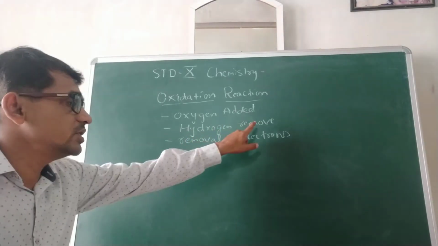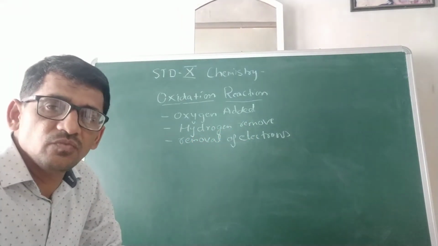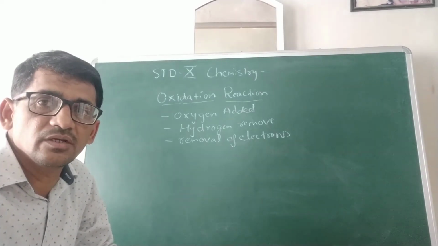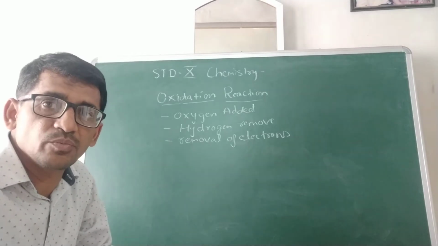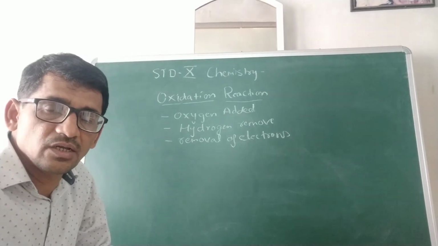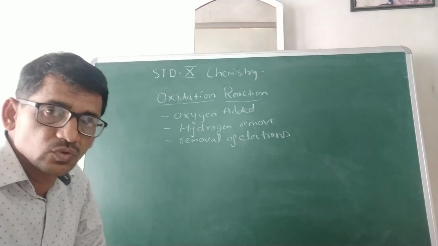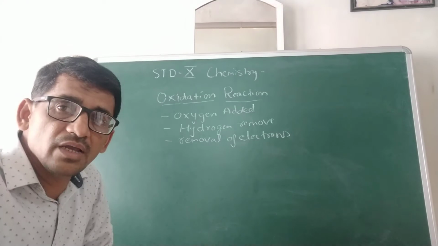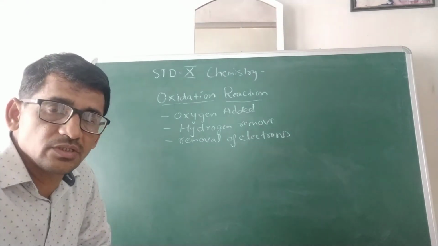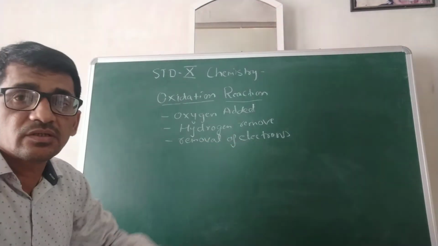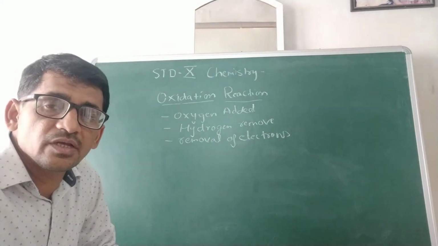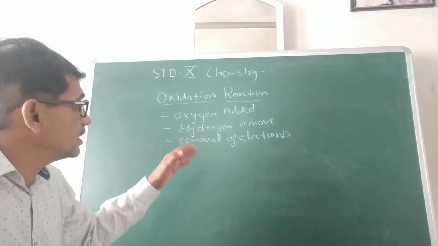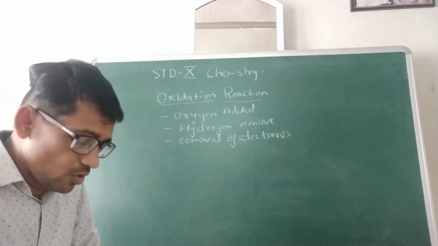A reaction in which oxygen is added is known as oxidation reaction in simple terms. Second, hydrogen removed. The reaction in which hydrogen is removed from a particular compound is also known as oxidation reaction. And third, which is very very important, in 11th and 12th standard you have to study this in detail. So remember this electron principle, given by the scientist Lewis. The reaction in which electron is removed is known as oxidation reaction. One by one we take three examples related to oxidation reaction.